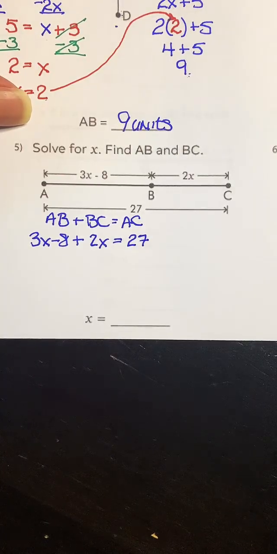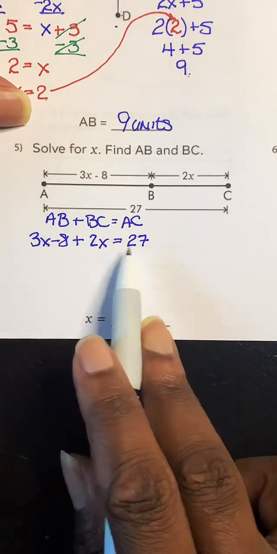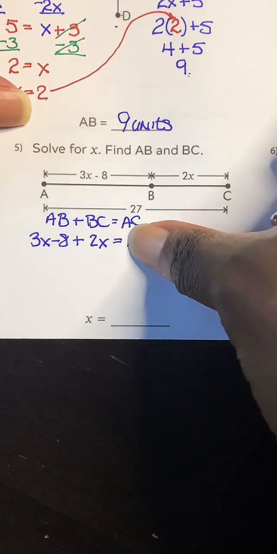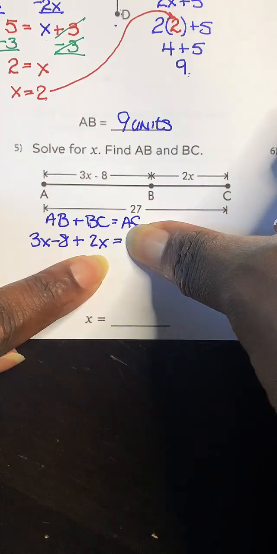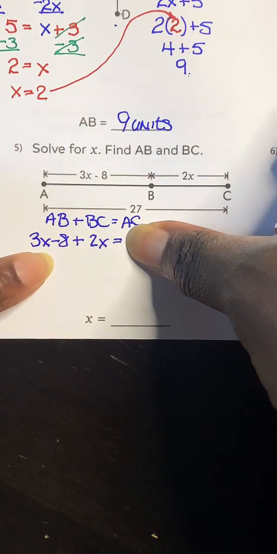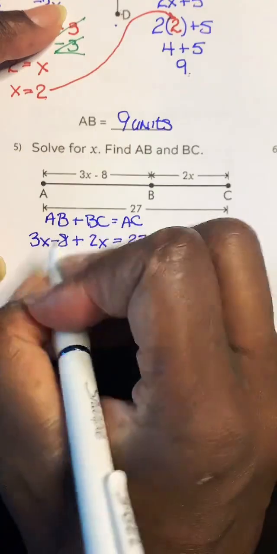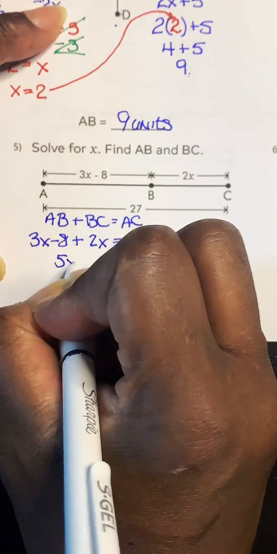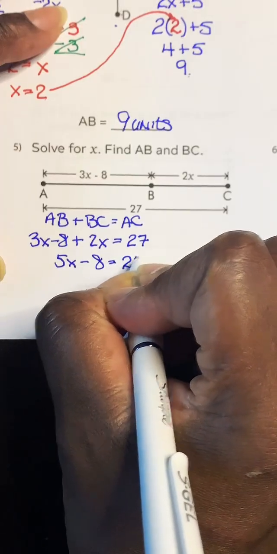First thing we want to do is combine our like terms. Don't go shuffling things all over the place first. Notice, here's my equal sign. If I cover this up, I have basically 3x and 2x. There are two x's on the same side of the equal sign. When they're on the same side, just go ahead and combine them. So this will give us our 5x minus 8 equals my 27.